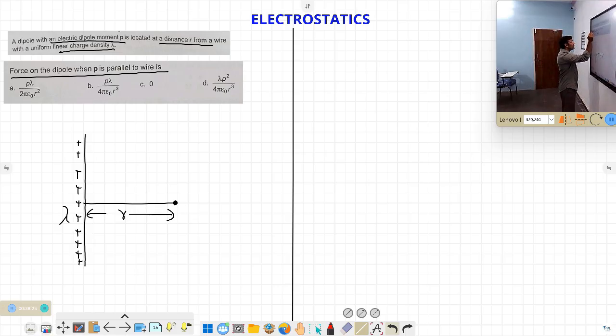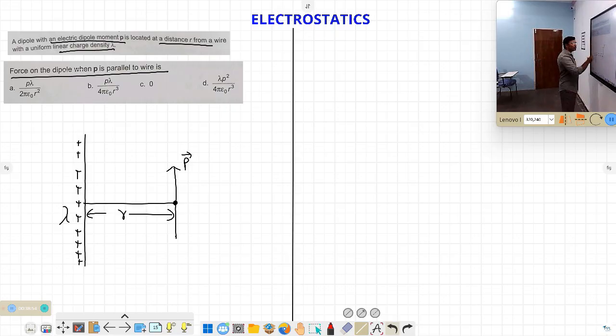When P is parallel to the wire, the dipole moment is in this direction. So the wire and the dipole moment are both in the same direction. Now, what is the electric field? What is the force on this dipole? They're asking whether there is any force or not. We have to understand first how this electric field is applied at this point on this dipole.